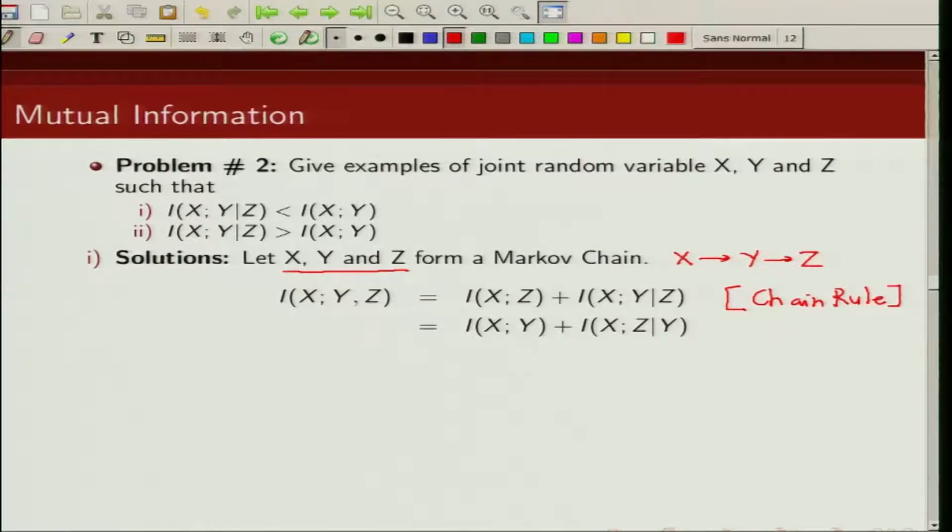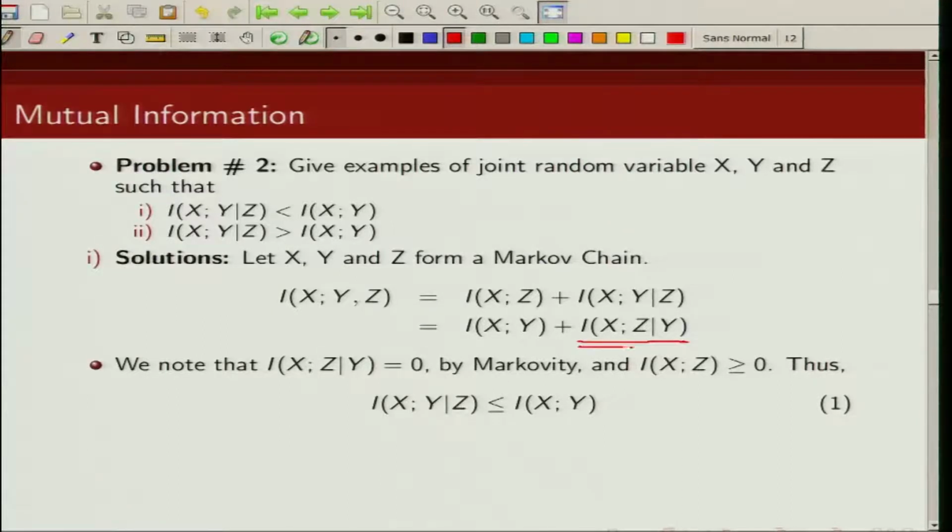So using the chain rule for mutual information, I can write this as the mutual information between x and z plus the mutual information between x and y given z. Now I can apply the chain rule in another fashion. If I apply the chain rule again, I can write the same thing as the mutual information between x and y plus the mutual information between x and z given y.